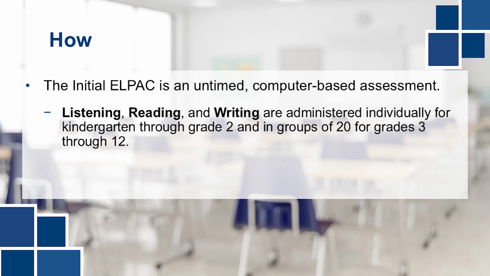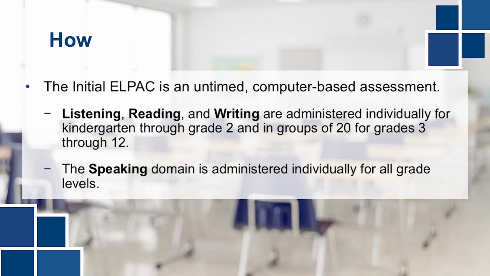Students in grades 3 through 12 type answers into the test delivery system, which are scored locally in the teacher hand scoring system. The speaking domain is administered individually for all grade levels. Test examiners score student responses using rubrics and enter their scores into the DEI. They can do this as the student is being tested, or they can record their scores on a student score sheet to be entered into the DEI at the end of the test session.